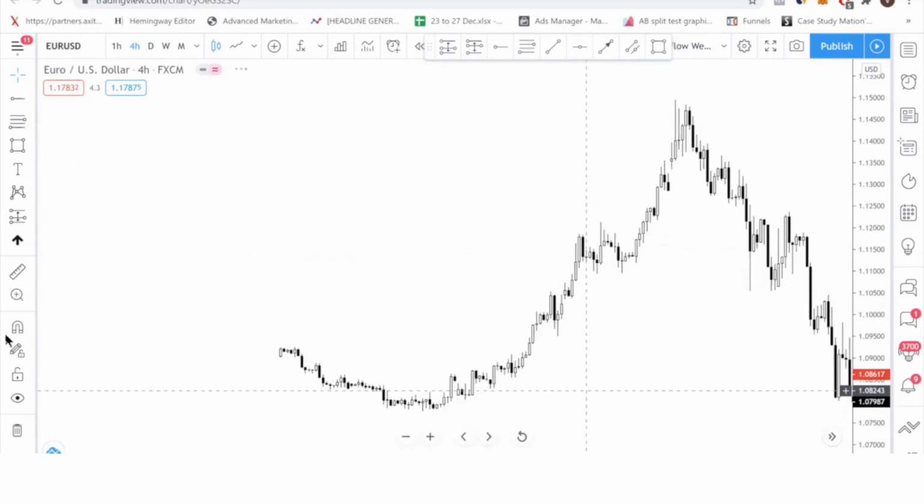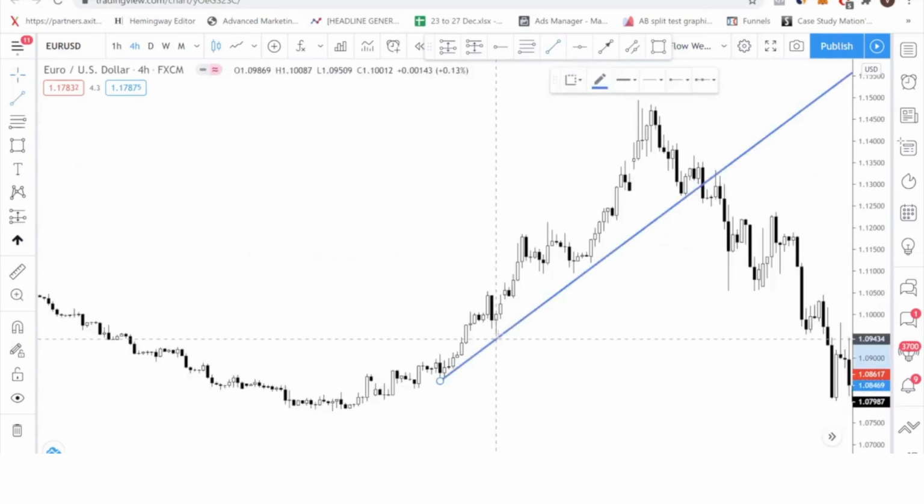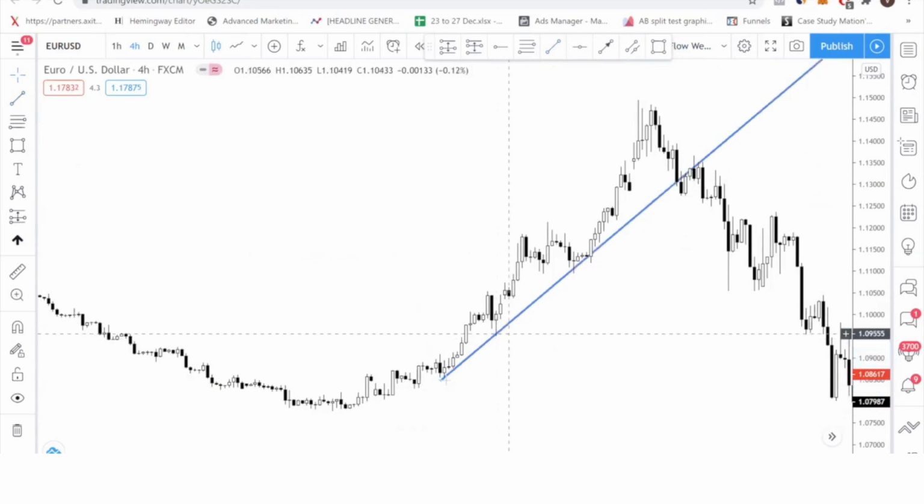So maybe let's try this. You have a swing low here, and then you have a swing low over here. So you're connecting this swing low with this swing low. So that's step number 1, trend line.